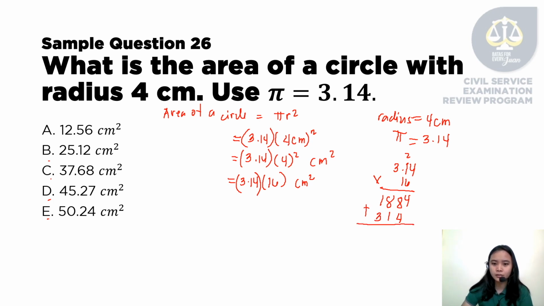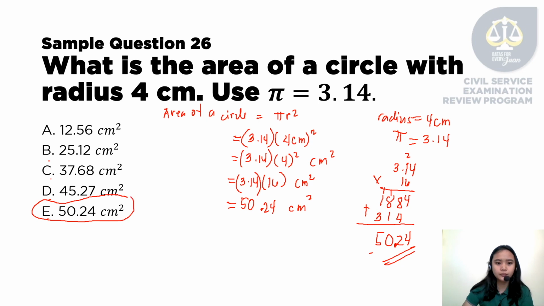So, add natin yan. So, meron tayong 4, 12, remainder 1, 8, 9, 10, 5, ay 3, 4, 5. And then, 2 decimal places to. Kaya, meron ding 2 decimal places dito. So, yung sagot natin ngayon ay, yung product ng dalawa ay 50.24 cm squared. So, dun sa choices, that is yung letter E. So, meron tayong sagot na 50.24 cm squared.